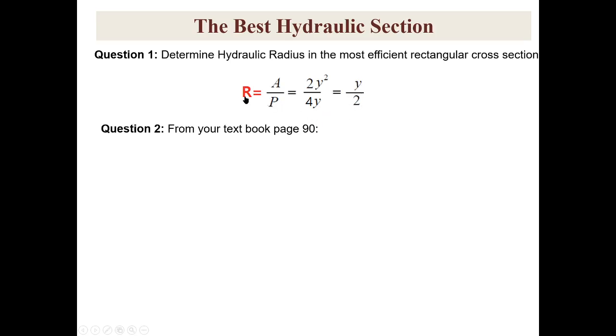And therefore, the hydraulic radius in the best hydraulic cross section always equals half of the water depth. This is an important point here. You see that the hydraulic radius of the best cross section is not a function of bottom width. It is only a function of water depth.